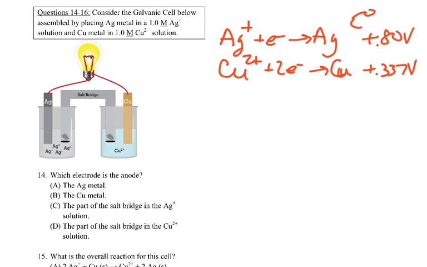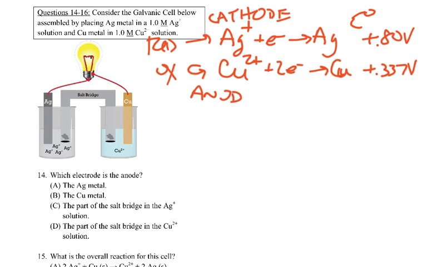Now, just looking up those two tells us a couple things. This one is going to happen as is. This one's going to happen in reverse. This one is reduction. This one is going to end up being oxidation. And that means that this guy, the silver, is going to be our cathode, the reduction, and the oxidation is going to be our anode. So all that stuff goes together. So which electrode is the anode? We've answered that already. It's the copper metal. So this guy here, that's our anode, that's our cathode.